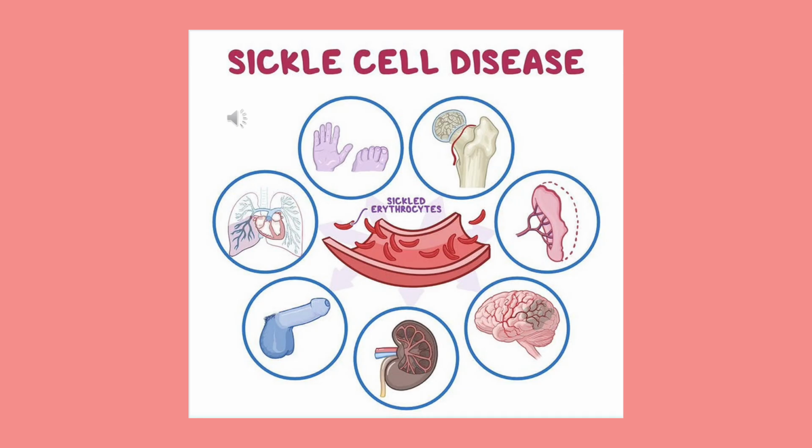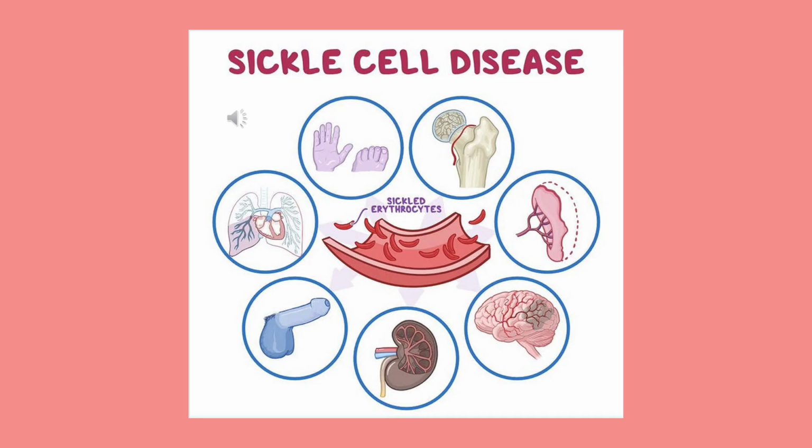As far as the bones go, repeated vasoocclusion in the bone marrow can cause chronic hypoxia and ischemia, which causes bone pain, osteoporosis, and an increased risk of fractures. The spleen is often one of the first organs to be affected. We see splenic infarcts, and eventually we can see functional asplenia. This complication really puts patients at a higher risk for infections, especially in the pediatric population with sickle cell.